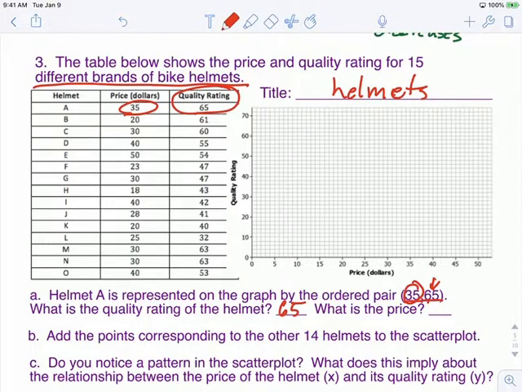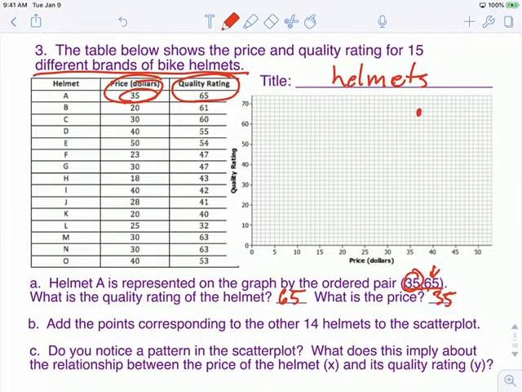And then what is the price? Well, that is $35, which is once again right there. So if we look at this, I'm going over to 35, which is my price, and I'm going up to my dollars, which is 65. So it's probably going to be somewhere right about there. Once again, I'll have you pause the video, and I'd like you to go through and graph out the rest of these points here.